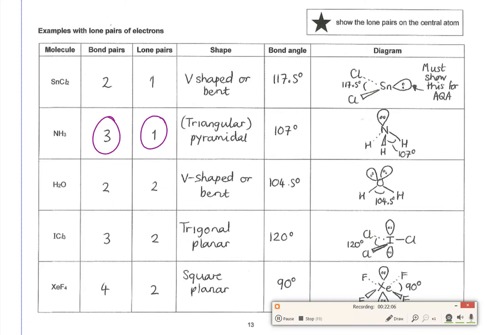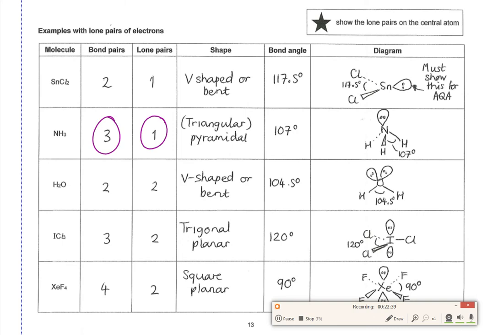So what you need to take from this video basically is these shapes arise because pairs of electrons like to repel each other, and bonds are a pair of electrons, lone pairs are a pair of electrons. The bond pairs repel the least, the lone pairs repel the most. Okay, and the shapes of these molecules are determined basically by how many bonding pairs and how many lone pairs there are.